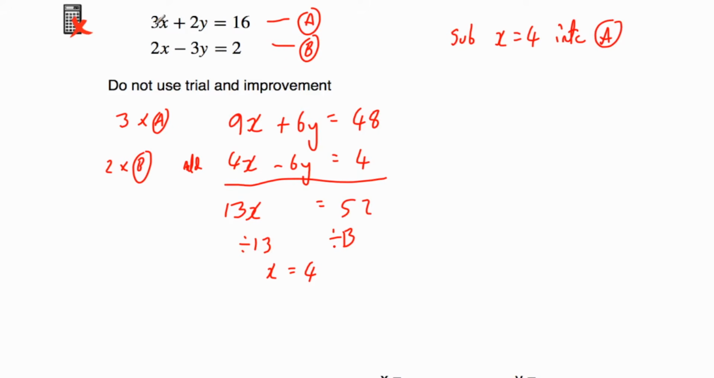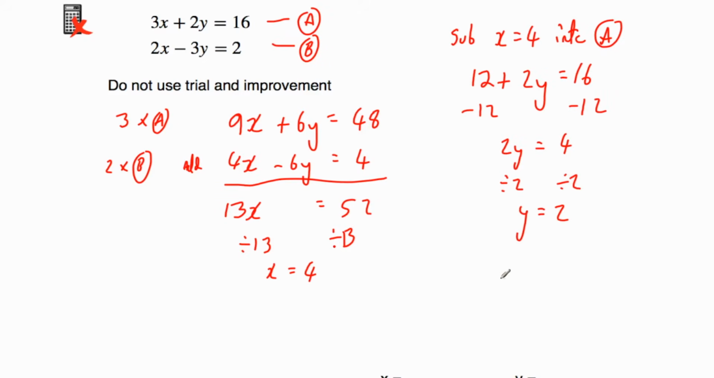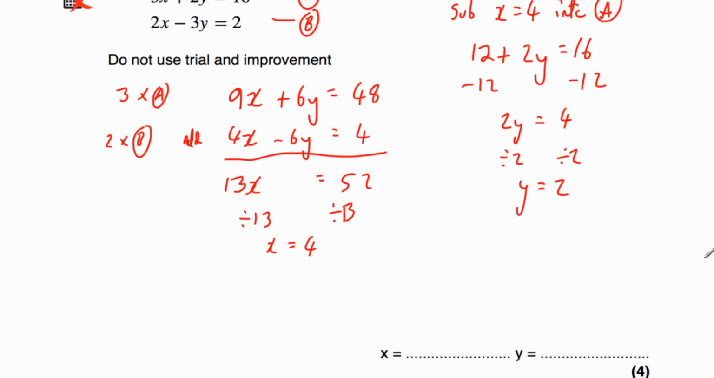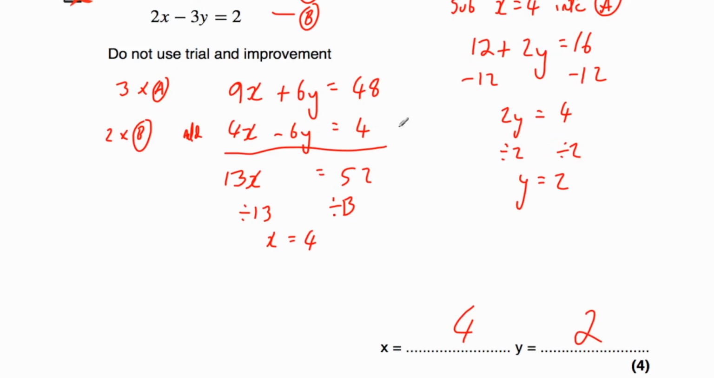Well, 3 times x, 3 times 4 is equal to 12, so 12 plus 2y is equal to 16. So now we want to find out what y is equal to, so let's take away 12 and take away 12. That leaves us with, on our left hand side, 2y, and on our right hand side, 4. And let's divide by 2 and divide by 2, and we get that y is equal to 2. So we've got x equals 4 and y is equal to 2. And let's check our answer. Let's check in B.